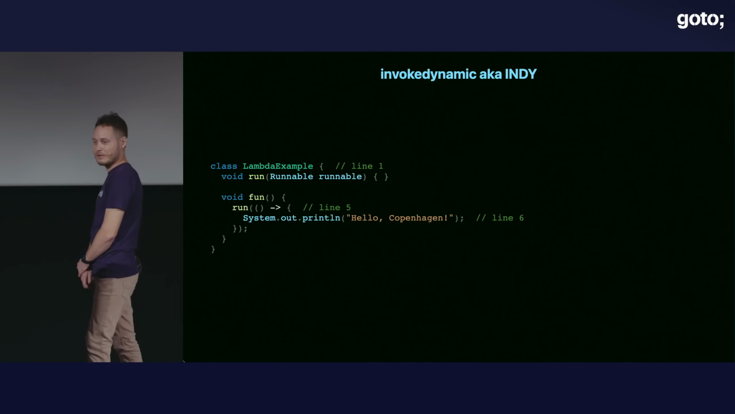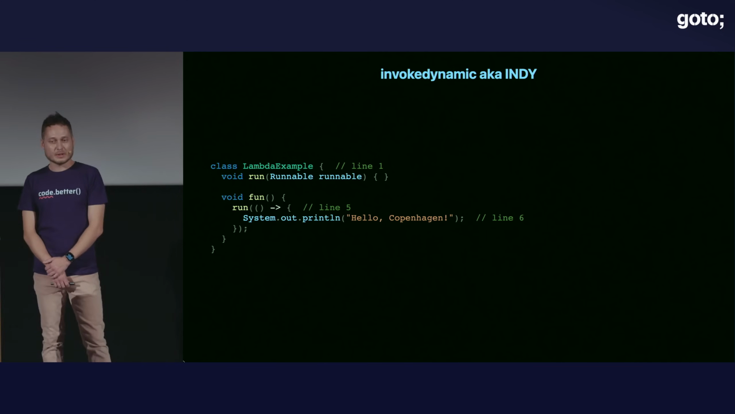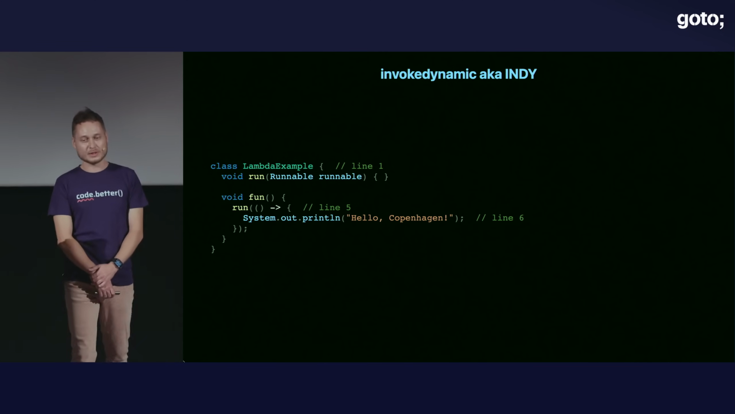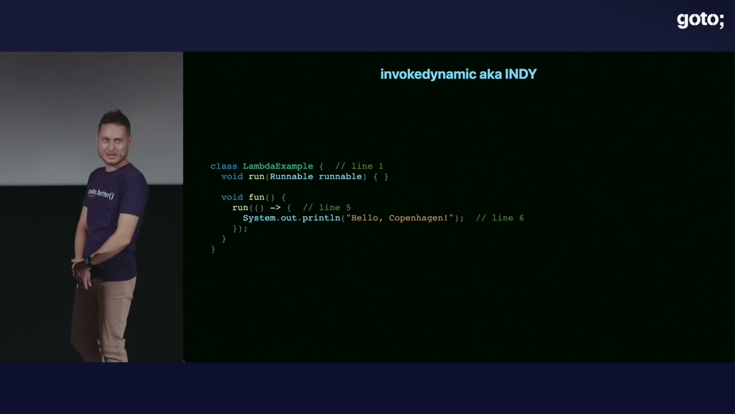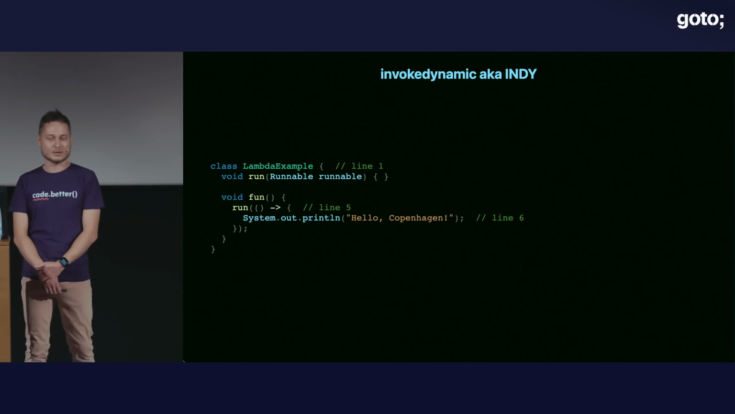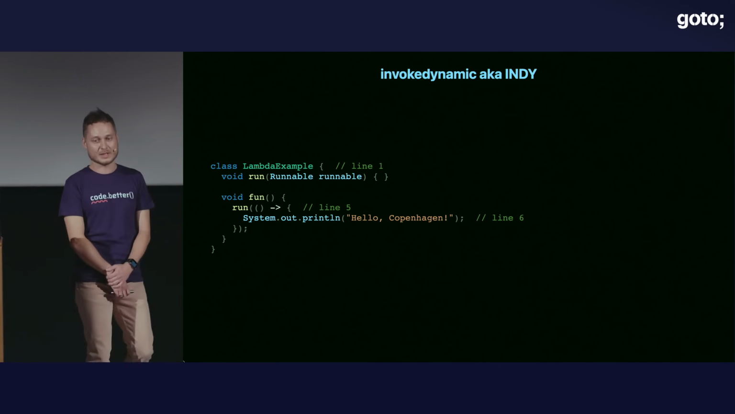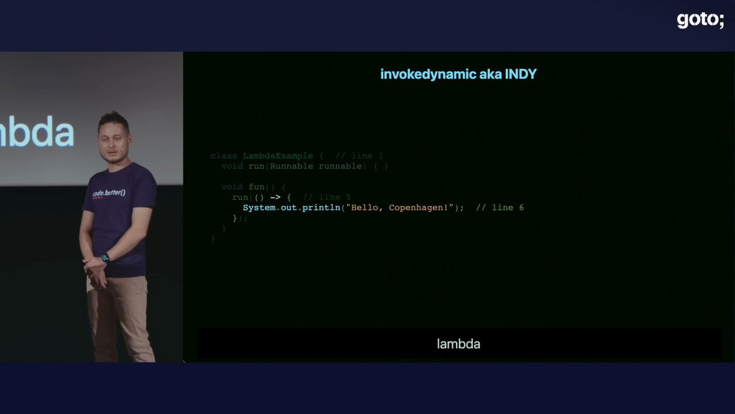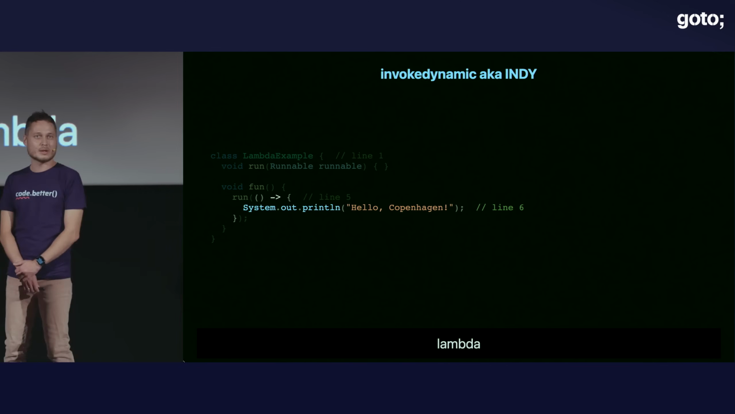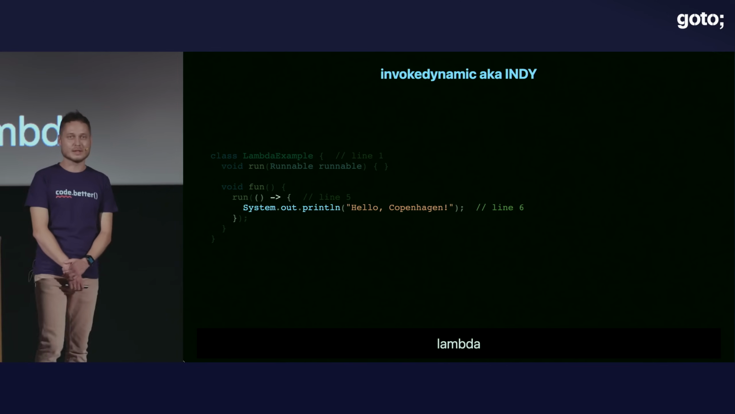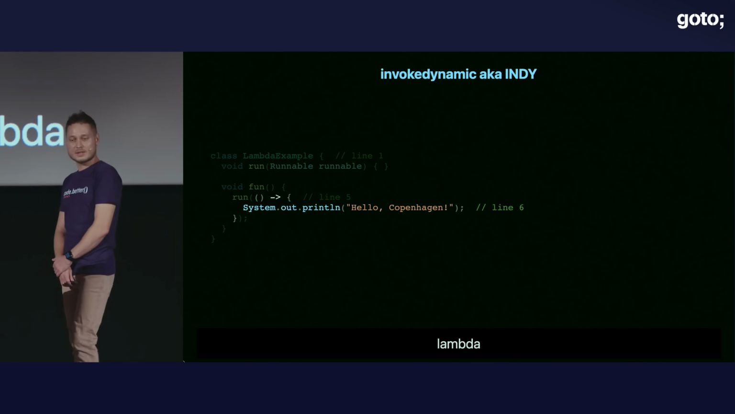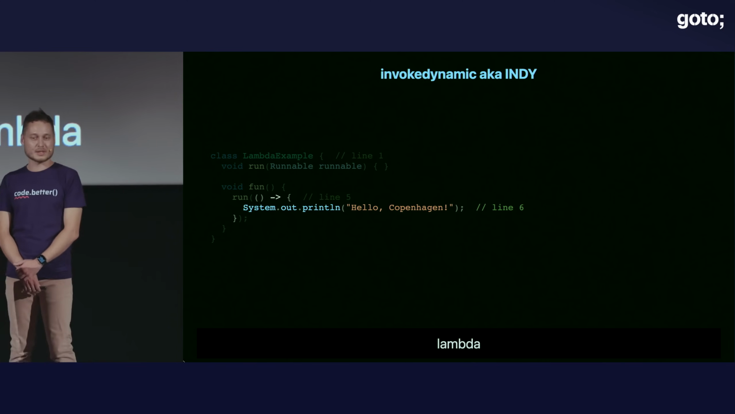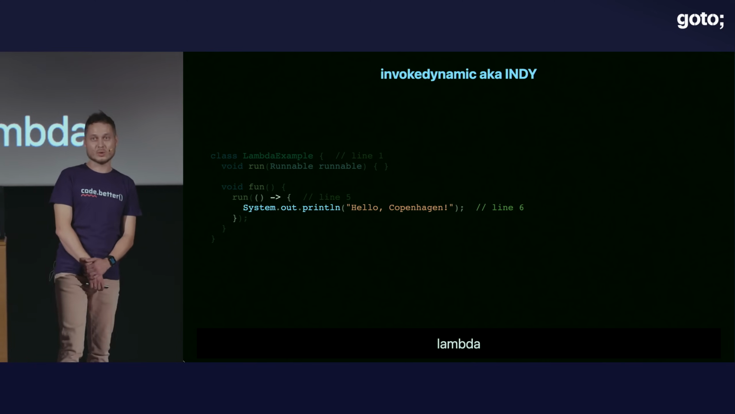So let's talk about Java. A quick recap. You all probably know that in Java version 8, lambdas appeared. It has been quite a long time ago. Here is a little example with a lambda. We have a method fun, and we declare a lambda as a parameter to another method run. Super simple, super easy. Notice that on line 6, there is a string, hello Copenhagen.